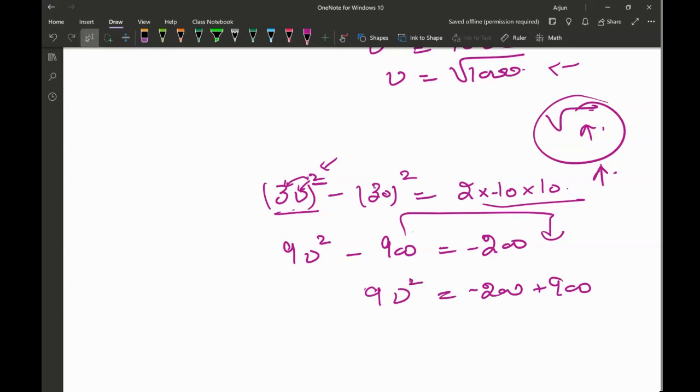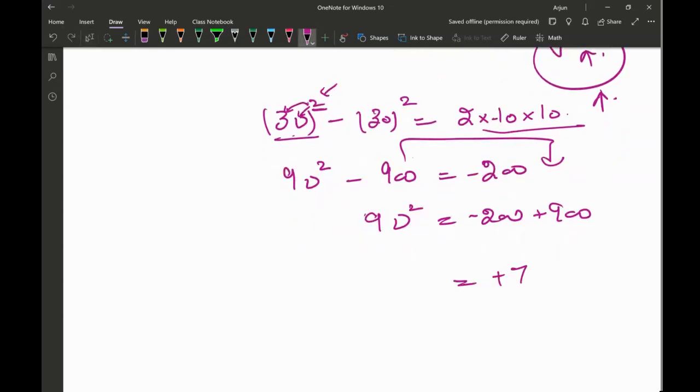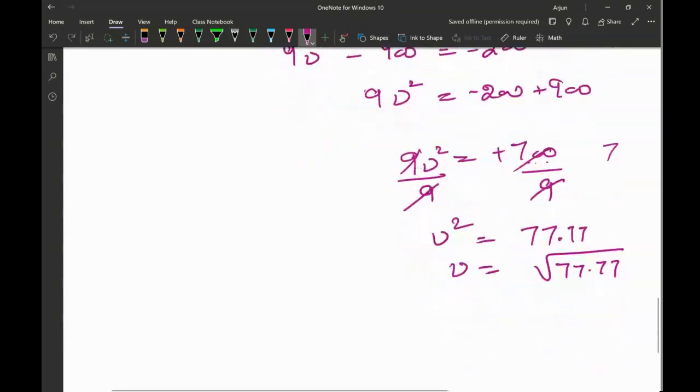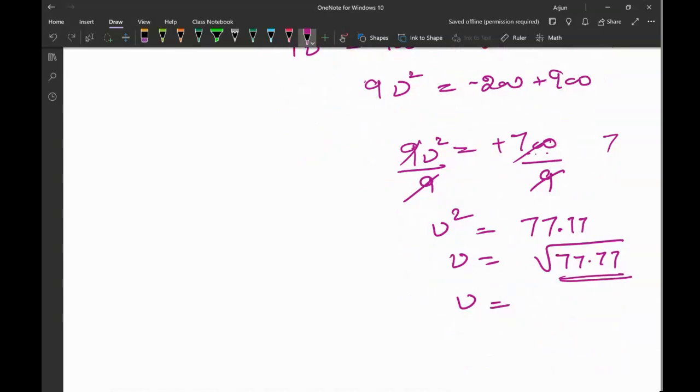which is 9v square, which is equal to 700. So 9v square equals 700, and then dividing both sides by 9 cancels this out. Whatever the value you're going to get, I think this should be 9 times 7, and then approximately 7 will be left over. 9 times 7 is 63. So 77.77, and then v square, and v value will be square root of 77.77. Now what will be the final value of v?